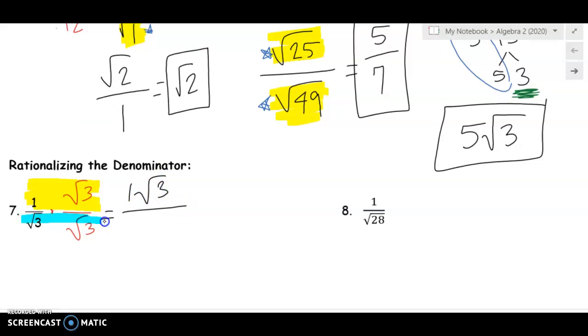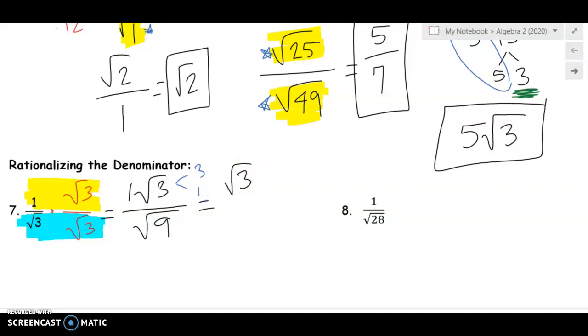And then I multiply along the bottom. On the bottom, I have root 3 times root 3. That's going to give me, multiply 3 times 3, that's going to give me 9. Then I see if I can break this down, simplify it. I don't need the 1 in the front. The square root of 3, if you want to try, it doesn't break down.